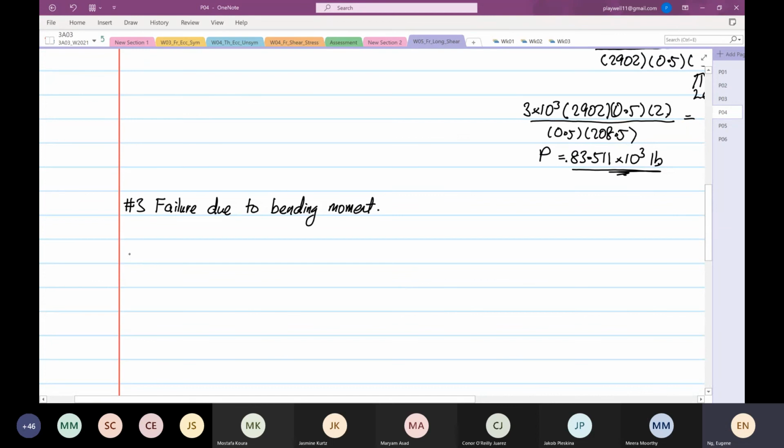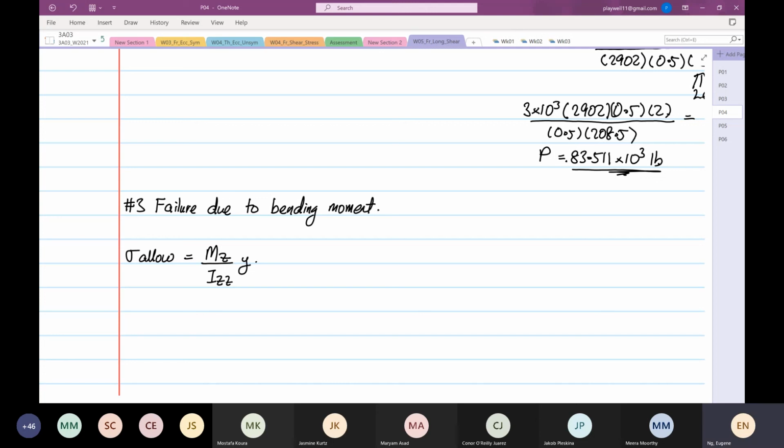So the stress allowable is equal to MZ over IZZ multiplied by Y, okay? Now, will failure mode 3, the magnitude, be higher than failure mode 2? Can anyone tell me? Will it be higher or lower? Anyone, please?